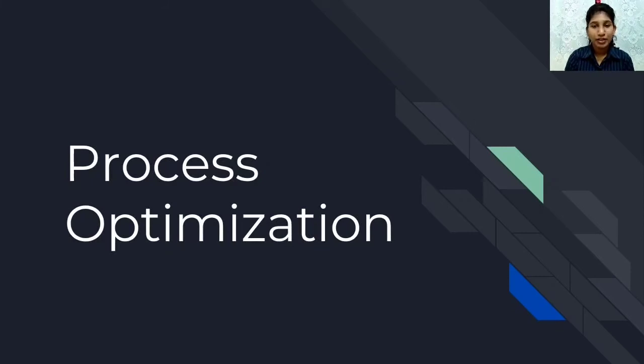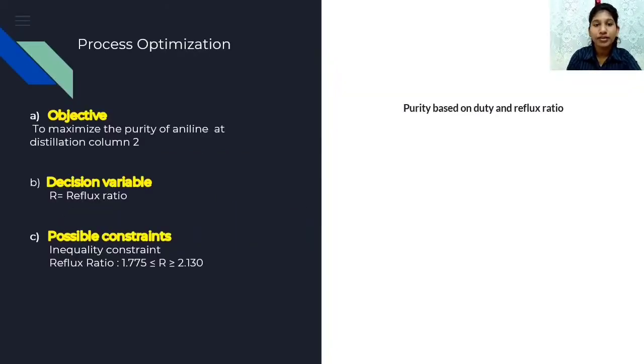Hello everyone, I'm Kanchana. Today I'm going to present about the process optimization. In this project we used two distillation columns and the second distillation column was chosen to optimize, and this distillation column is used to separate aniline and nitrobenzene. Therefore the objective is to maximize the purity of aniline at distillation column 2.